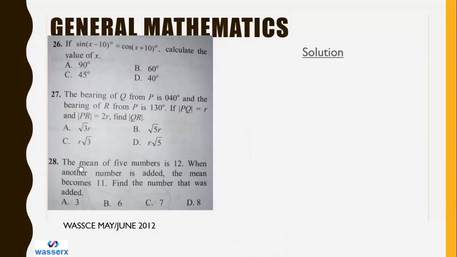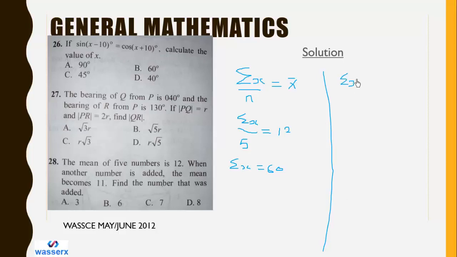The next one, the mean of 5 numbers is 12. So we have the mean, sigma x over n, gives us the mean. So sigma x over 5 is equal to 12. So sigma x is equal to 5 times 12, which is 60. Now we were told that when another number is added, the mean became 11. So we are supposed to find that number that has been added. So let it be y.